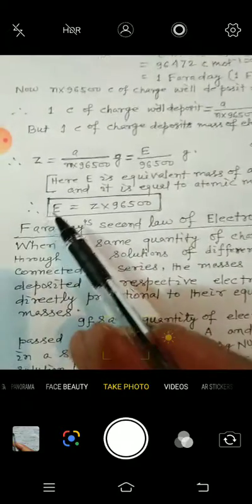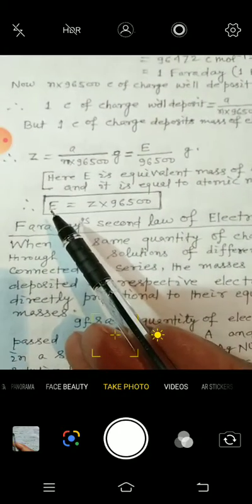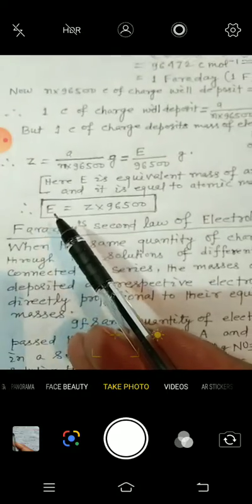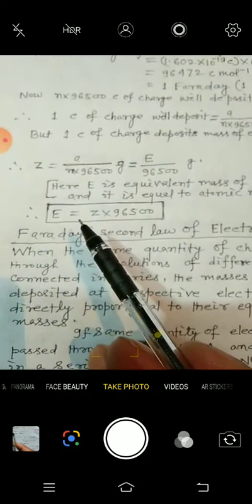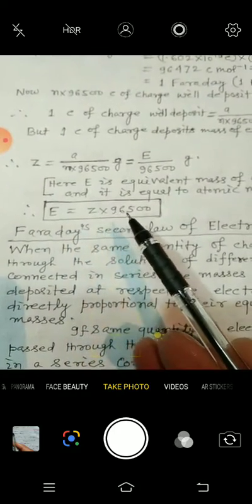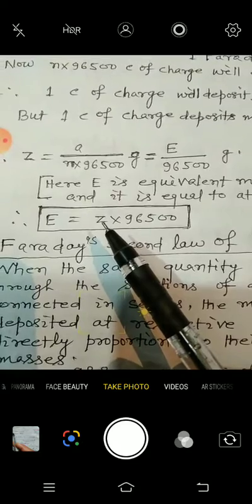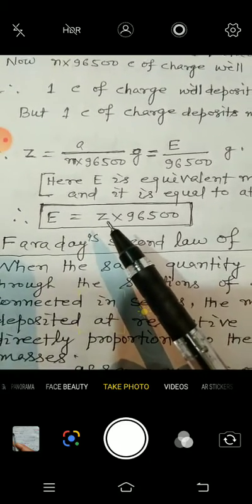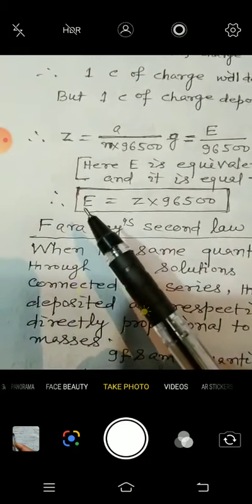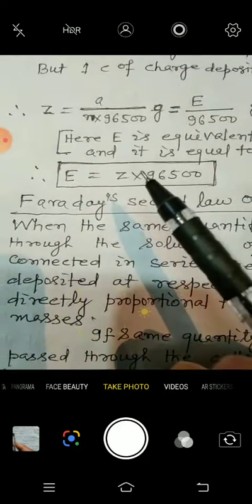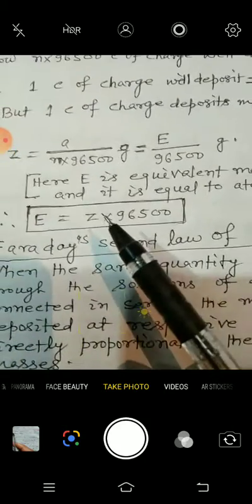And this is E. E stands for equivalent mass. So the equivalent mass can be calculated by multiplying 96500 with Z, and Z is the electrochemical equivalent. So you have a relation between electrochemical equivalent and equivalent mass. See here, this will help you in solving the numericals.